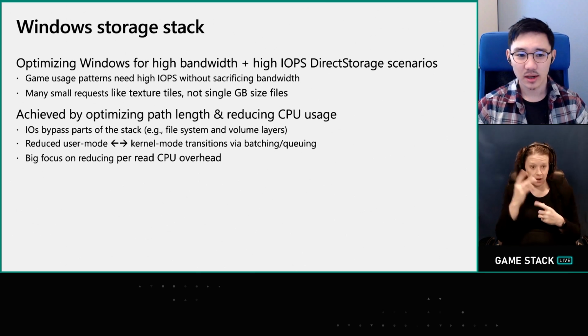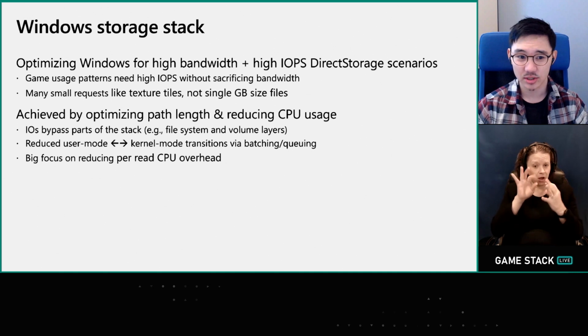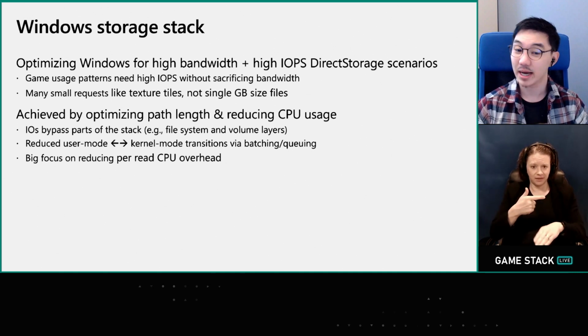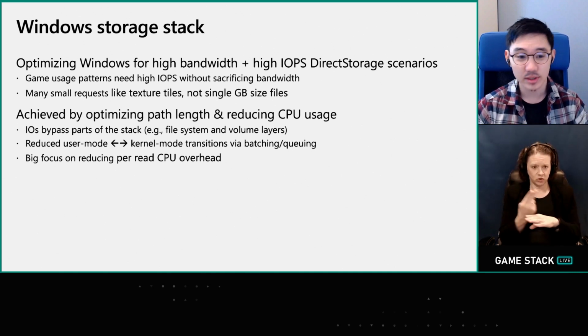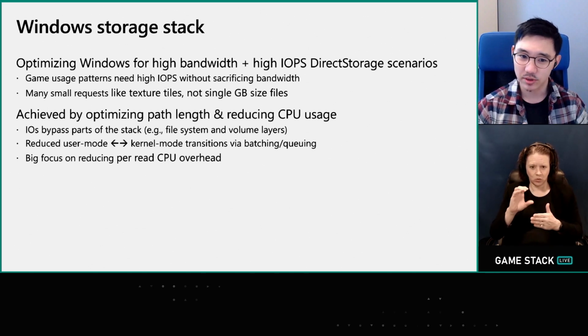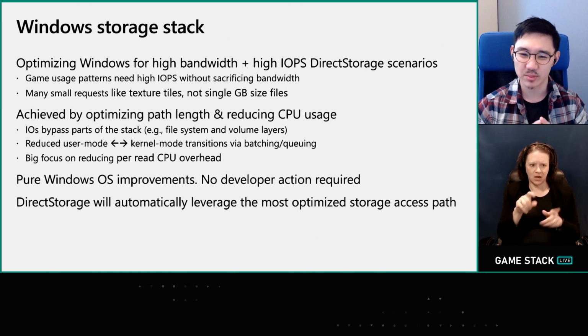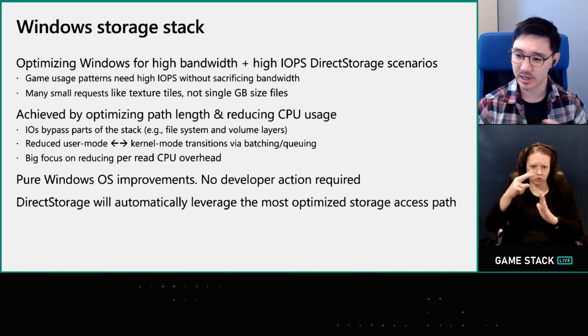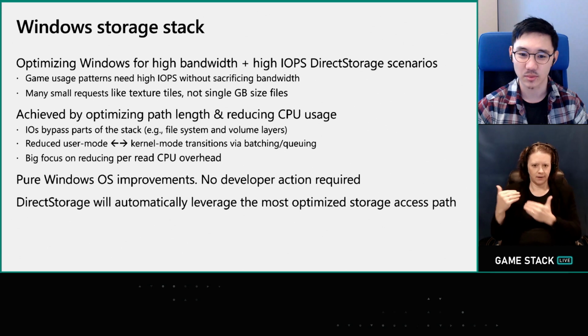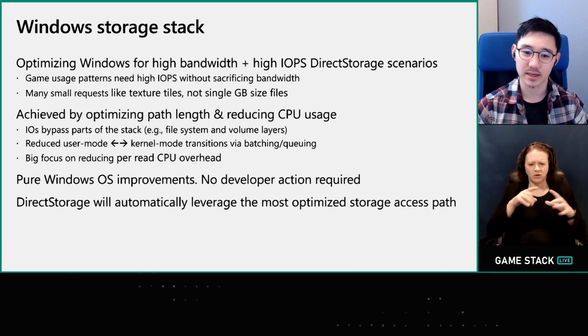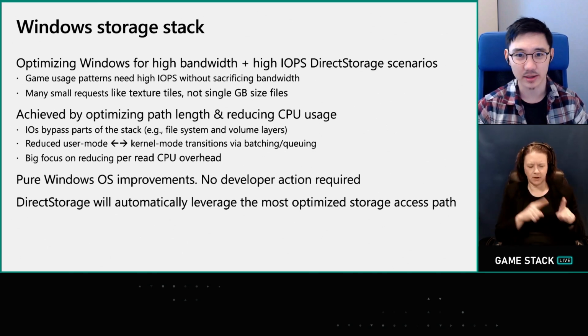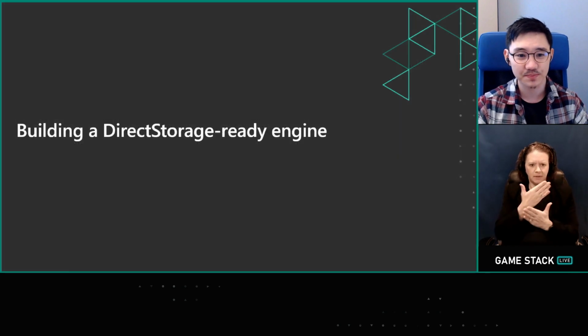And so we're achieving this by optimizing path length and reducing CPU usage. The I/O stack bypasses certain parts of the Windows stack. Windows will bypass certain parts of the I/O stack in this situation. And we're reducing user mode and kernel mode transitions, and there's a big focus on reducing per read CPU overhead. This is a pure Windows OS improvement. You don't really have to worry about it, but we did want to give you a view kind of behind the scenes on what's going on. DirectStorage is automatically going to leverage the most optimized storage access path depending on your PC configuration.